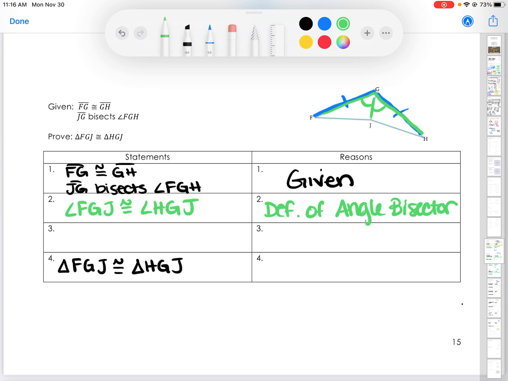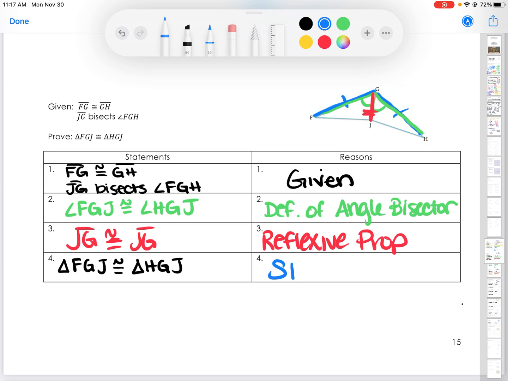Okay. All right, so now we can say we have a side and an angle. It'd be really great to have this side. We can say that JG is congruent to JG or GJ, whatever you want to call it. And that is by the reflexive property. All right, so now that we have a side, an angle, and a side, we can say these are congruent by side, angle, side.